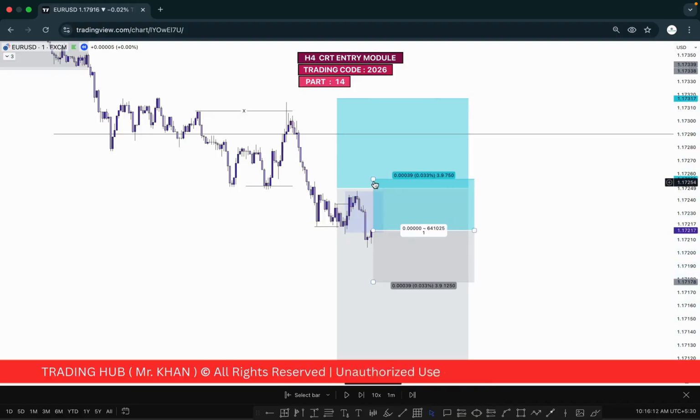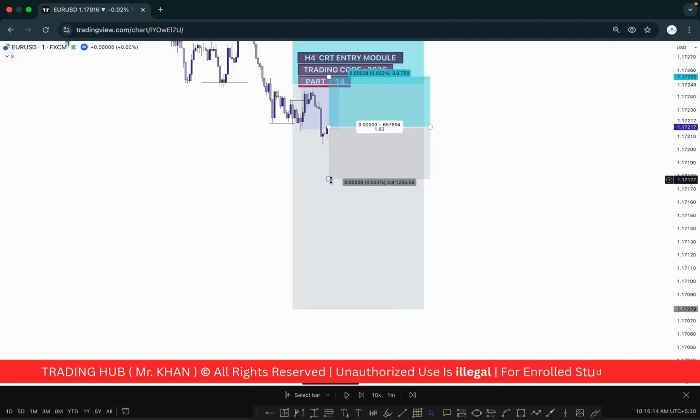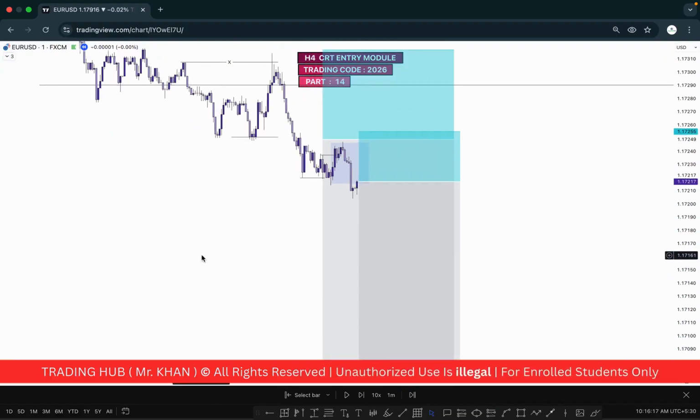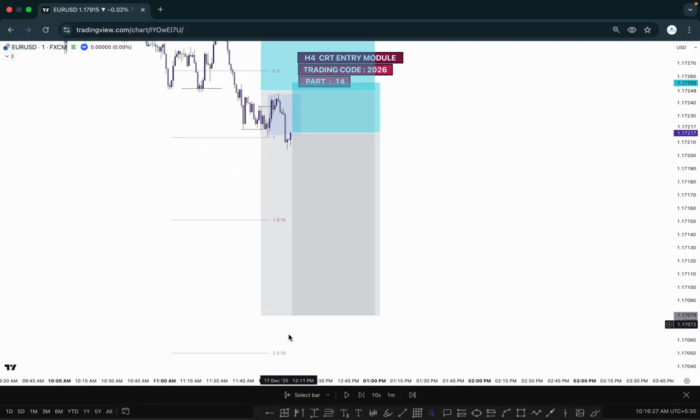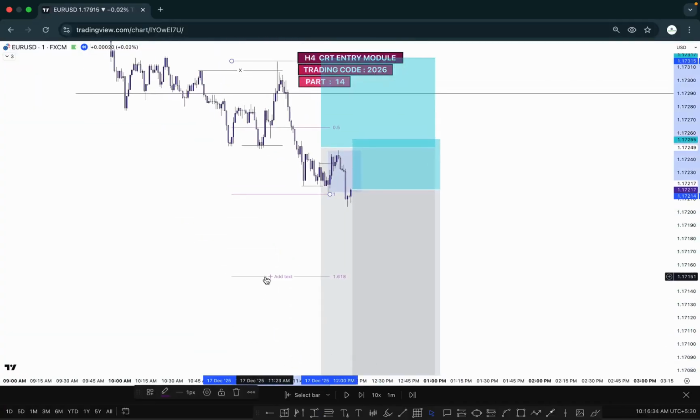So this is our entry, this is our stop loss, and the target we can set right here as per the previous candle height, which is here. Also you can extend the target using the Fibonacci tool, top to bottom. So 1.618 is a target and 2.618 is a target, so we can extend to 2.618. This one is our final target right here.